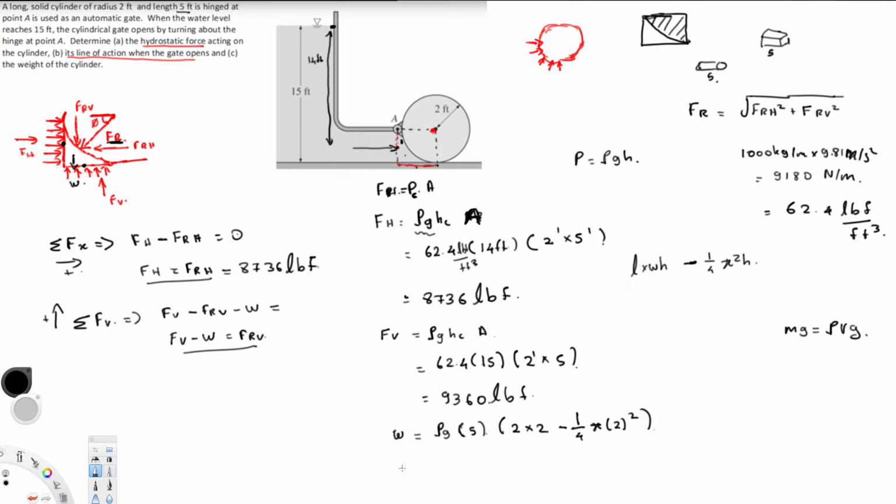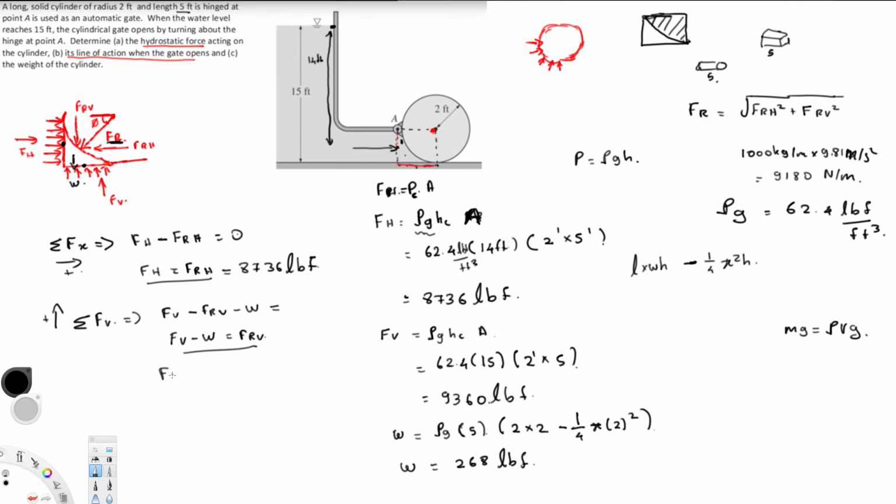And if I calculate the weight, we can substitute this value for rho g right here. This is rho g is equal to 62.4. And if I substitute and find the value, this gives us 268 pounds force.